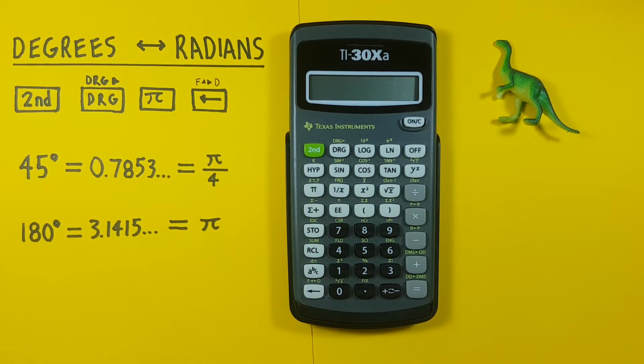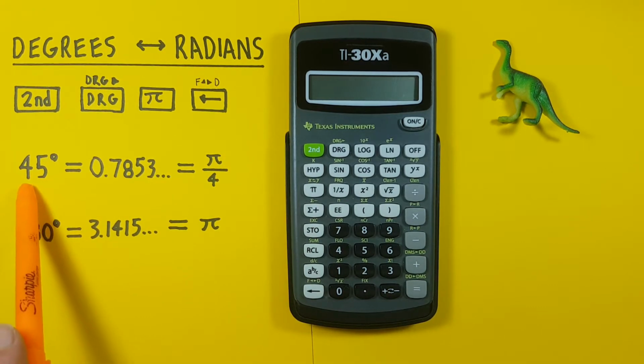This calculator lets us convert between degrees and radians, but there are a few steps we have to go through to do it. For example, if we had 45 degrees and wanted to get that result in radians, this is what we would have to do.